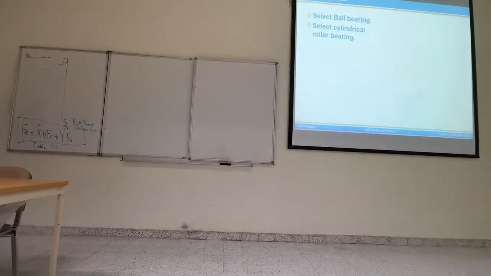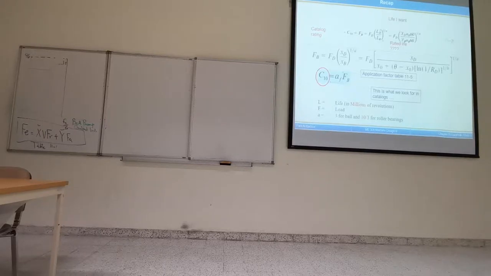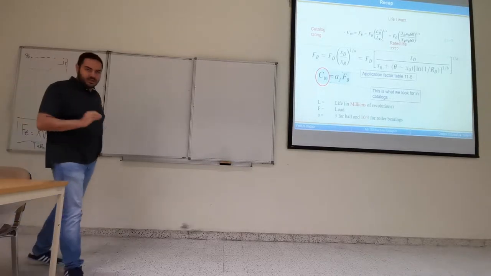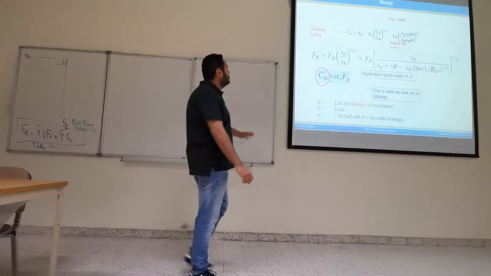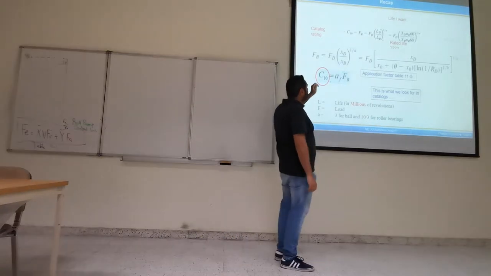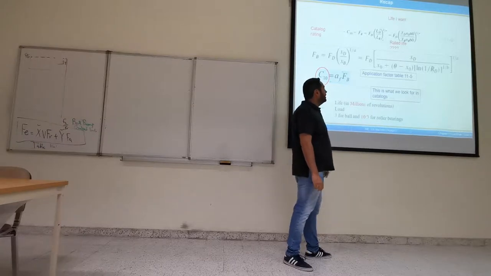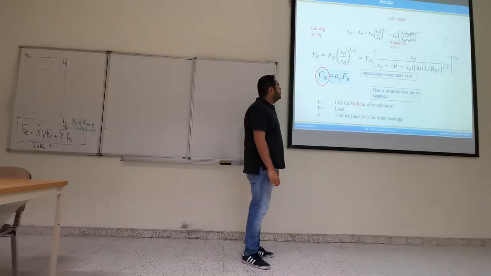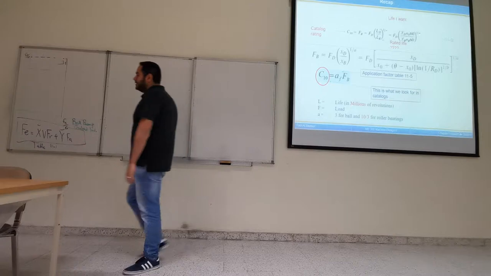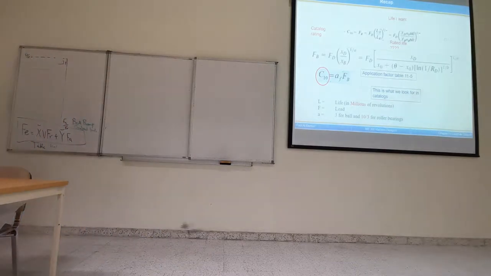So today we will revise this, and also we have an exercise on selecting the ball bearing as well as the cylindrical roller bearing. To remind you, in this chapter we're not designing the bearings, we are selecting the bearings. So the idea is to calculate the catalog rating based on the applied load on the bearing as well as the desired life. So calculate the rated load, C10.